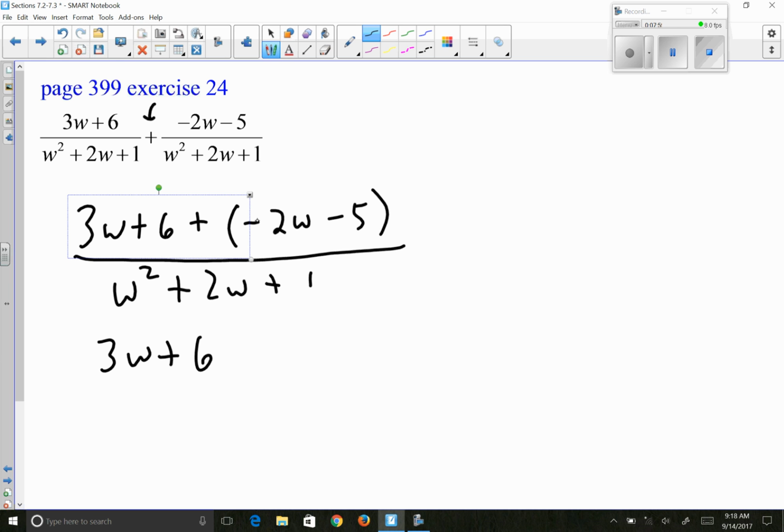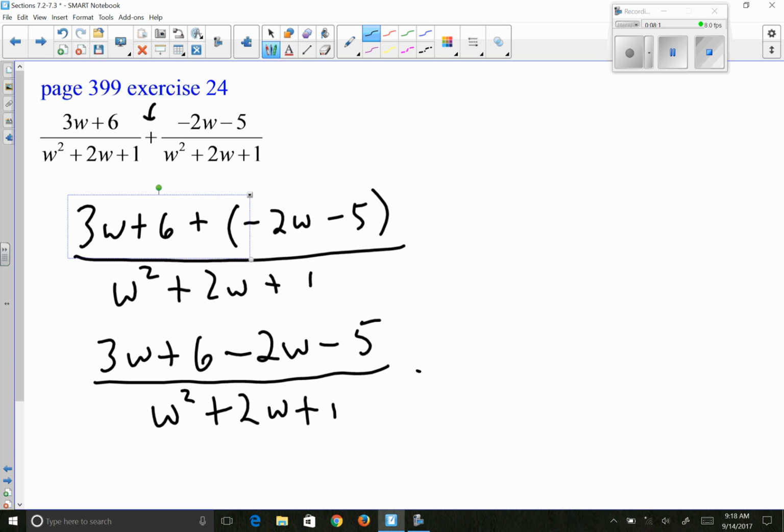Positive 1 times negative 2w is negative 2w. And positive 1 times negative 5 is negative 5. All over w squared plus 2w plus 1. Now we combine like terms. 3w minus 2w is 1w. Positive 6 minus 5 is positive 1.